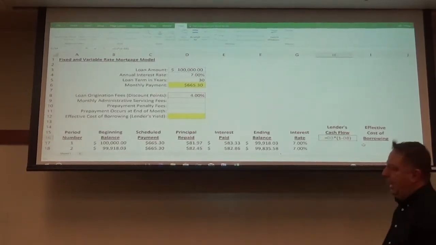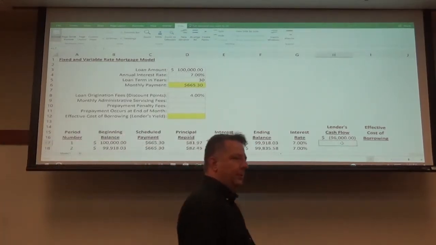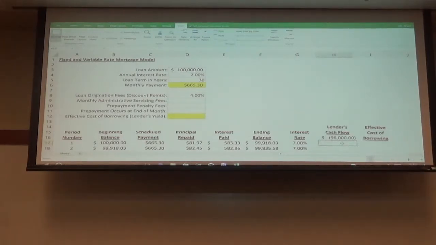Now, if we want to make that a negative number, which we do because it's a cash outflow, we need to go back over here and put a negative sign before the D3. So negative D3 times 1 minus D8, close parentheses. There we go, 96,000 negative. We good, Lewis? Yeah. Okay. So that is our initial cash outflow from the lender's perspective. Yes? Okay.